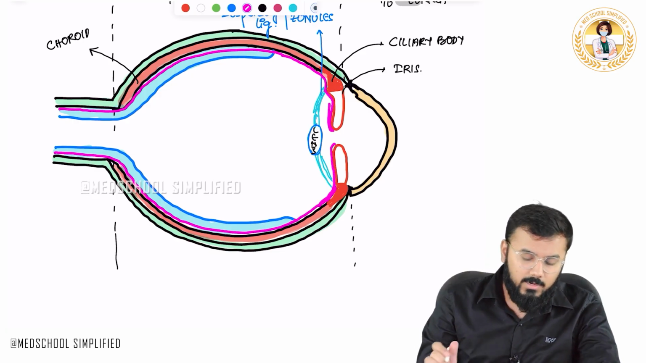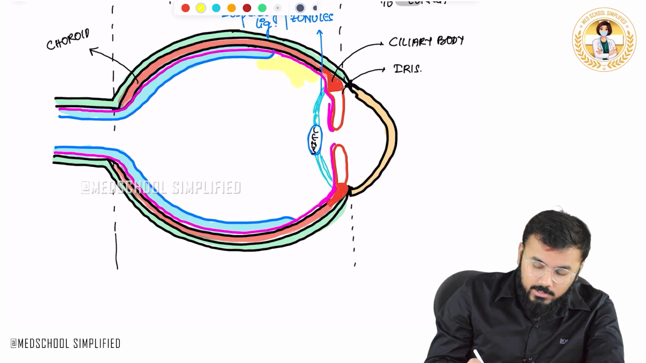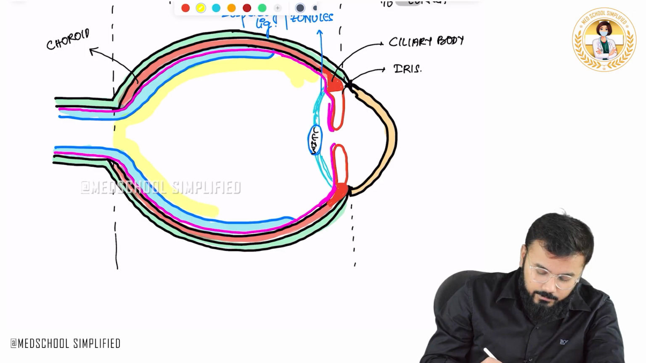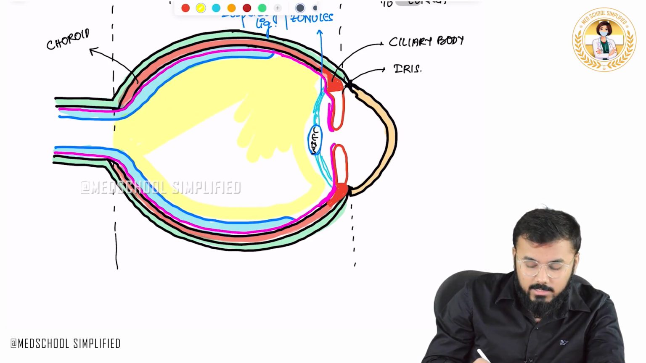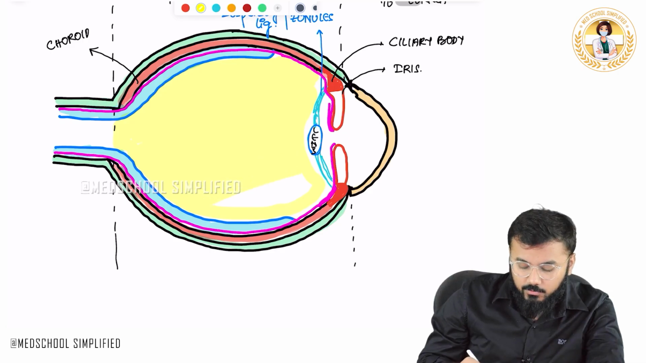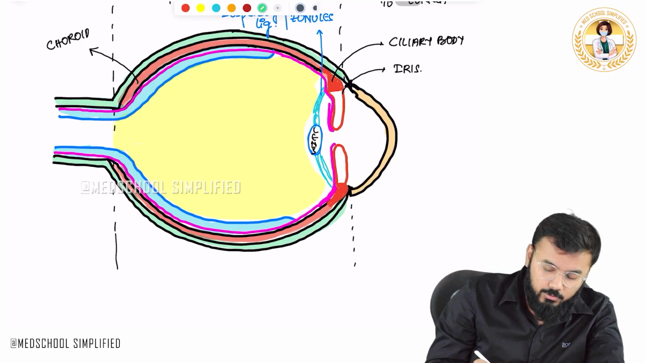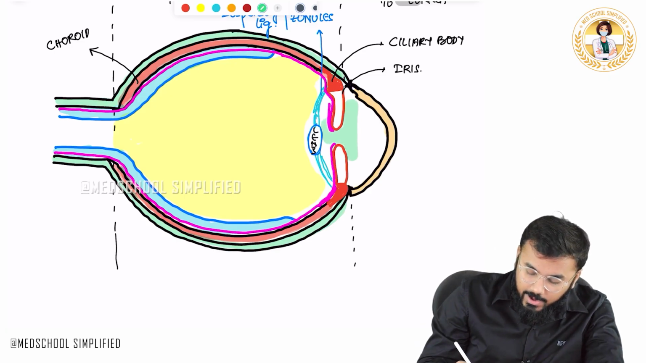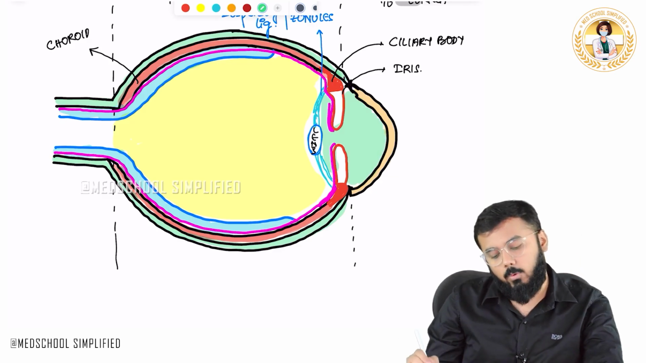Okay. Now after this, here you can see two important cavities. For example, you see this particular cavity here, right? This cavity is completely filled with fluid. What is this cavity called? This cavity is called vitreous humor. After that, you see a cavity in the front also like this, right? This cavity in the front is called aqueous humor.